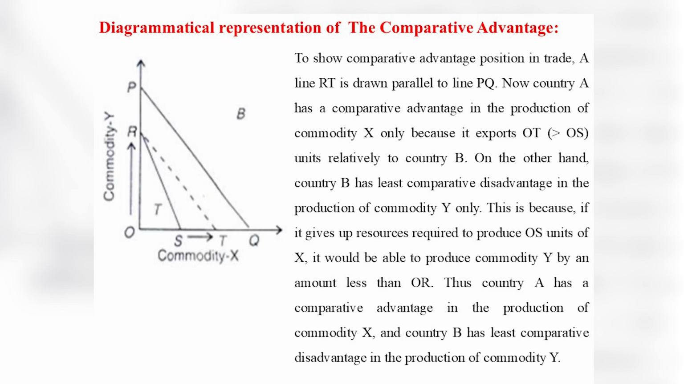On the other hand, country B has least competitive disadvantage in production of commodity Y only. This is because if it gives up resources required to produce OS unit of X, it would be able to produce commodity Y by an amount less than OR. The country A has a competitive advantage in the production of commodity X, and country B has least competitive disadvantage in production of commodity Y.